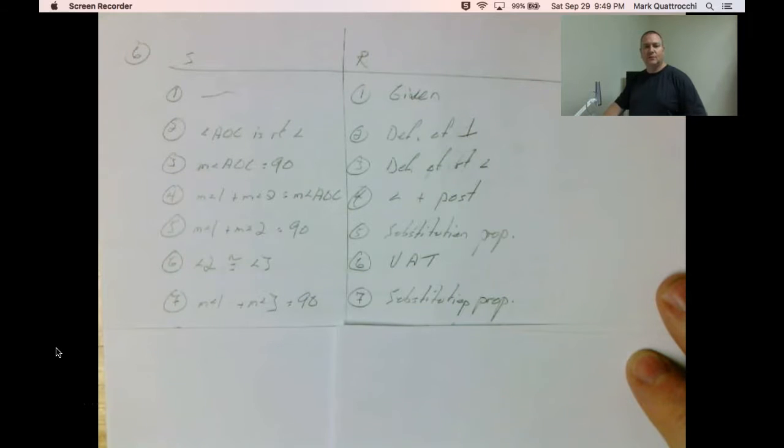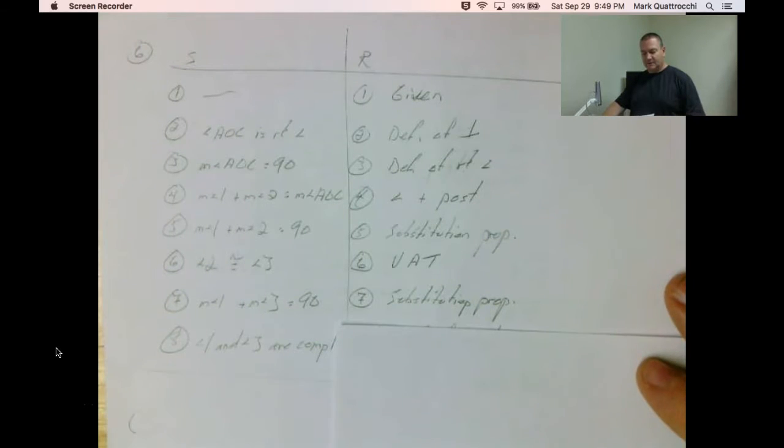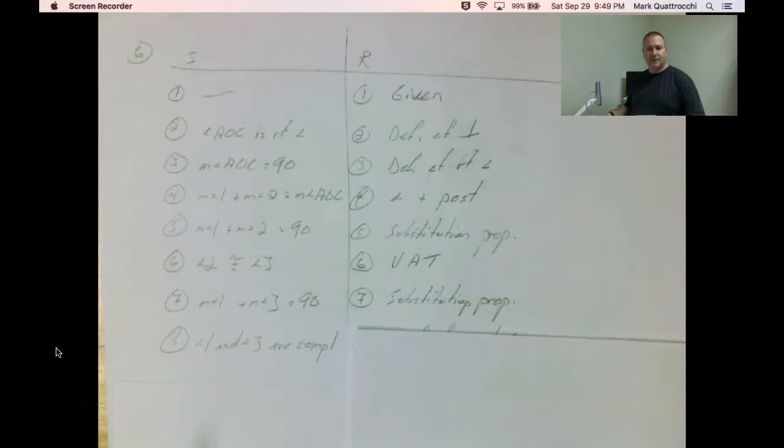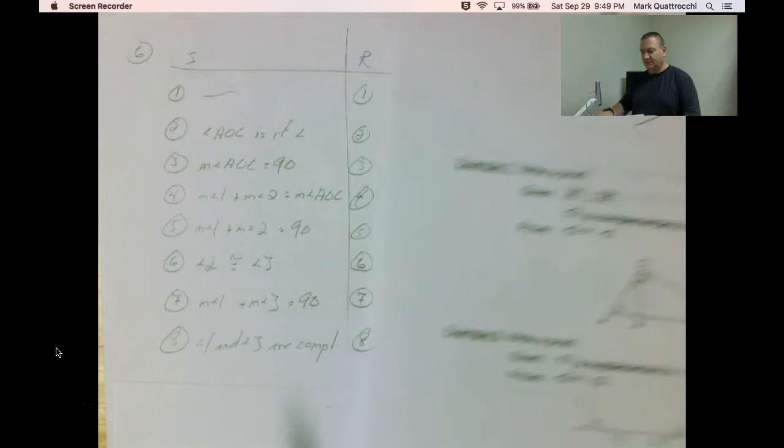What does that mean about angles 1 and 3? It means that they are complementary angles. Angles 1 and 3 are complements. How do I know that? I know the definition of complementary angles. I'm done with the proof. QED. Quod erat demonstrandum. That which I wanted to demonstrate has been demonstrated. Moving on to example 7. By the way, on the answer key, 6 and 7's answers are reversed.